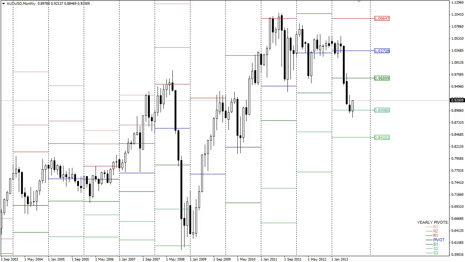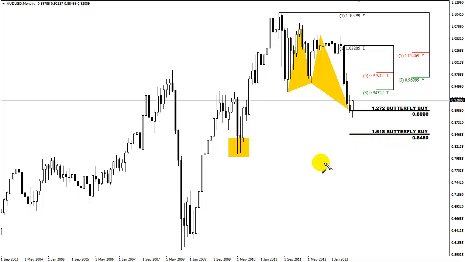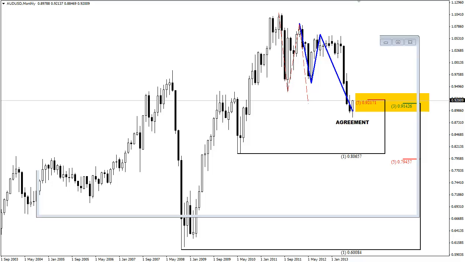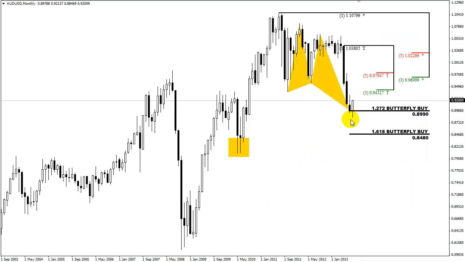And as a conclusion for the monthly time frame of Aussie dollar, we can say that market tested this strong support zone, and that now some bounce may come, and we don't know how deep this bounce will be. For this we need the weekly and the daily time frame, and this may be even the reversal from the zone, because the butterfly, the 127 extension, is a structure of reversal.